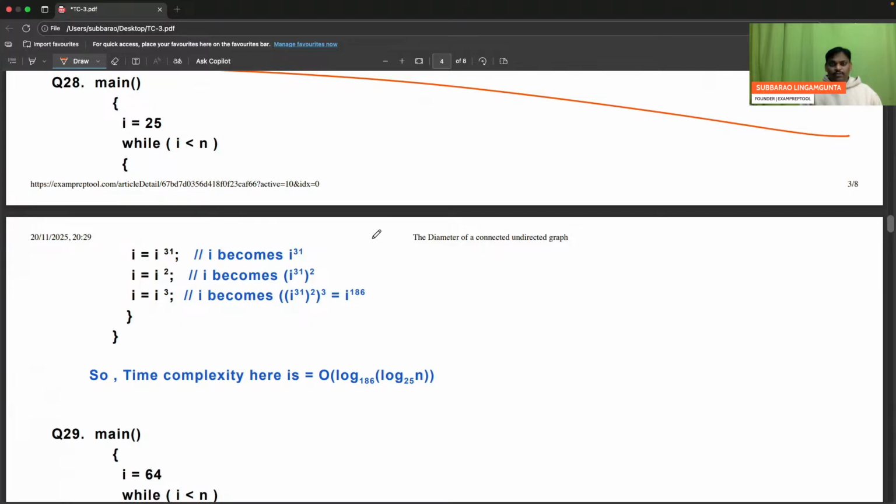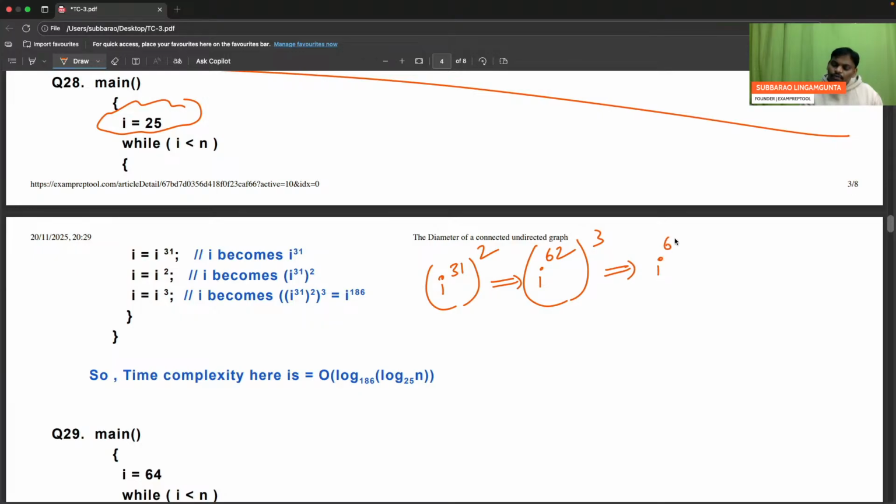I think everyone observe. See this one. You are starting with small number, means inside the loop you have to increment. Increment means power. Understand? So first i power 31. Now whatever you have, to that whole square. Remember, a power m whole power n is a power mn. So multiply. It became i power 62. Whatever you have, whole power 3. A power m whole power n is a power mn. i power 62 into 3.